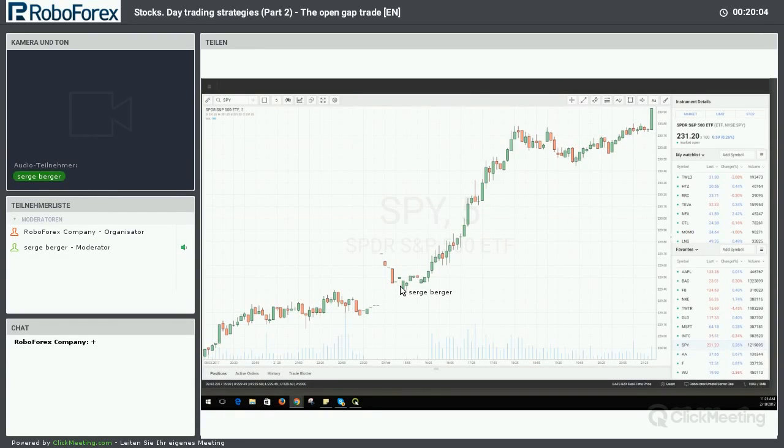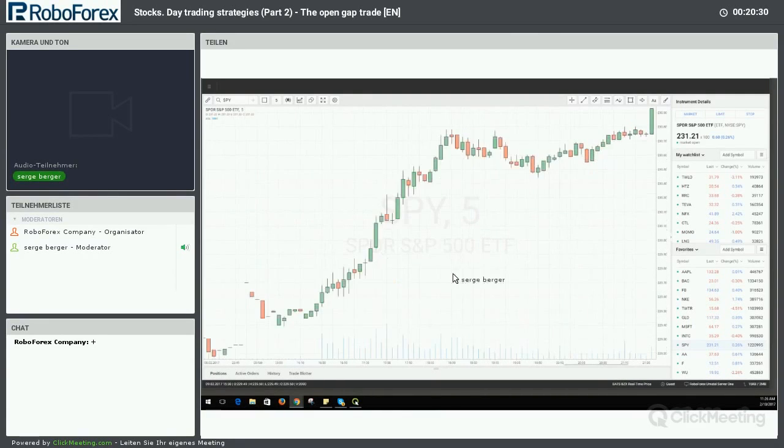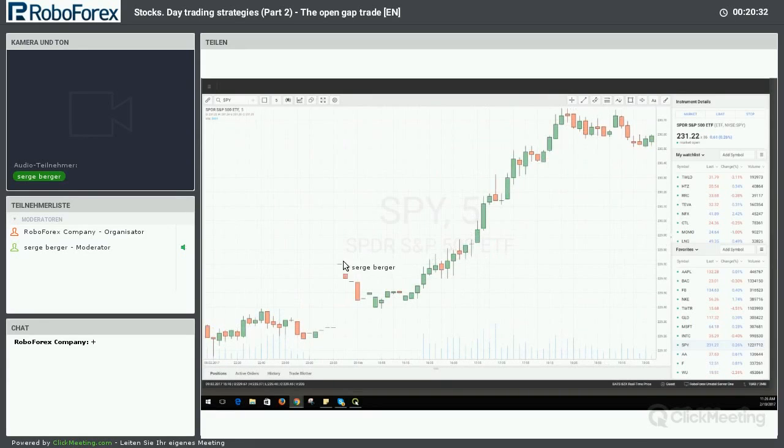And that really gets me to a very important point, and that is that gap fill trades as a day trading strategy, in my opinion, are best done for a half gap trade. What does that mean? It means that instead of trying to make a bet that the entire gap is going to fill, we make a bet that half the gap is going to fill.